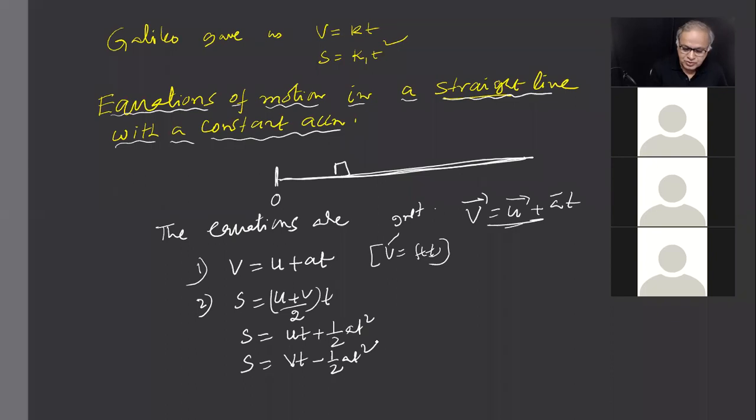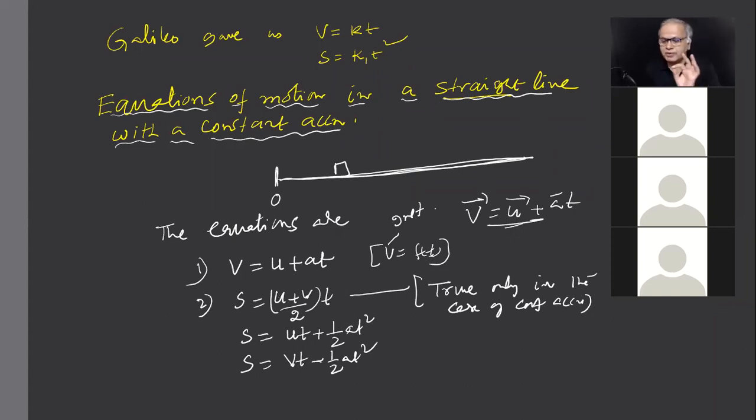In all the cases, don't think that because I put a minus sign, this is deceleration. This is the main thing. Remember, the condition under which it works is only this one: constant acceleration. Initial plus final by 2 into t, you can write only in the case of constant acceleration.